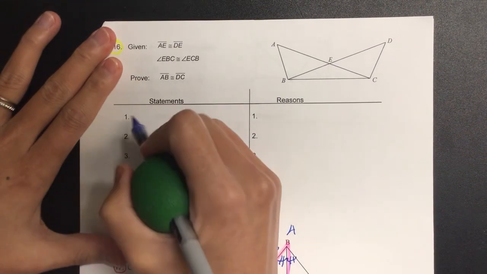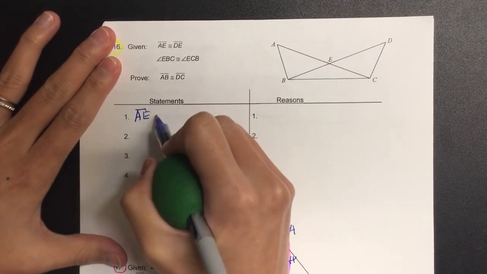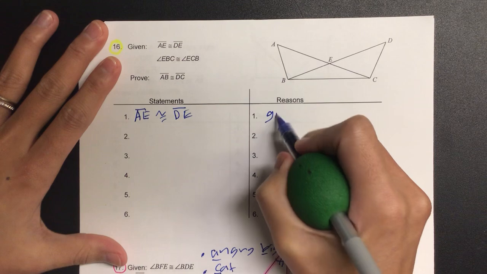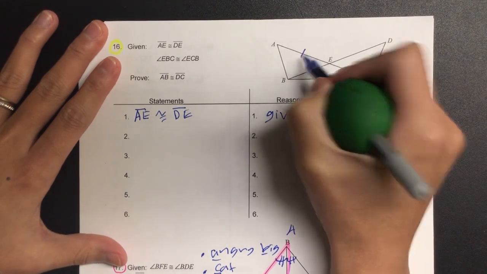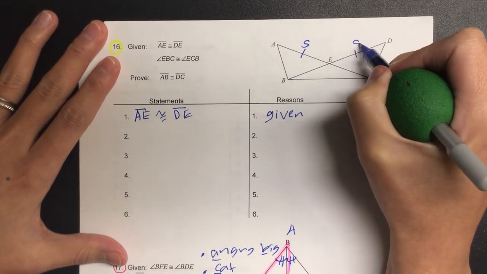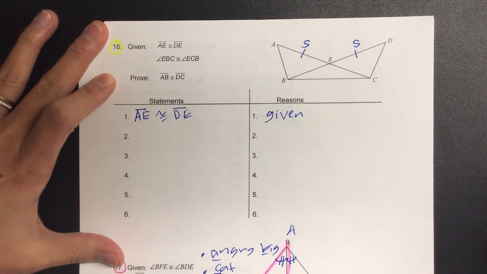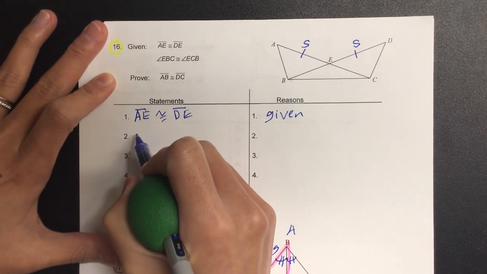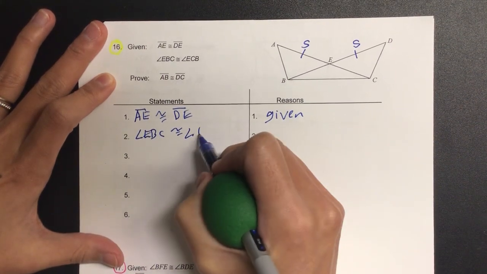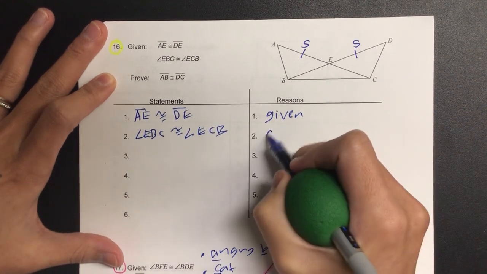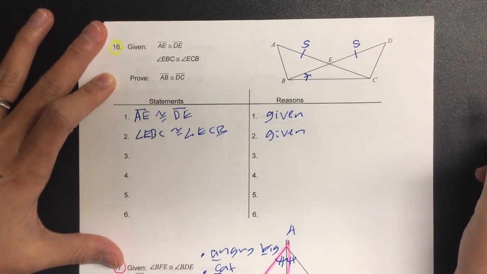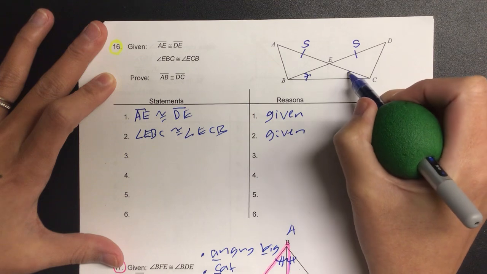Let's start with the givens. We have AE is congruent to DE. What's the reasoning for this one? Given. So AE is right here, DE is right here. And I'm going to write S to represent the sides are congruent. Let's go on to the second given. It says angle EBC is congruent to angle ECB. That's also by the given. So we have EBC right here and ECB right here.